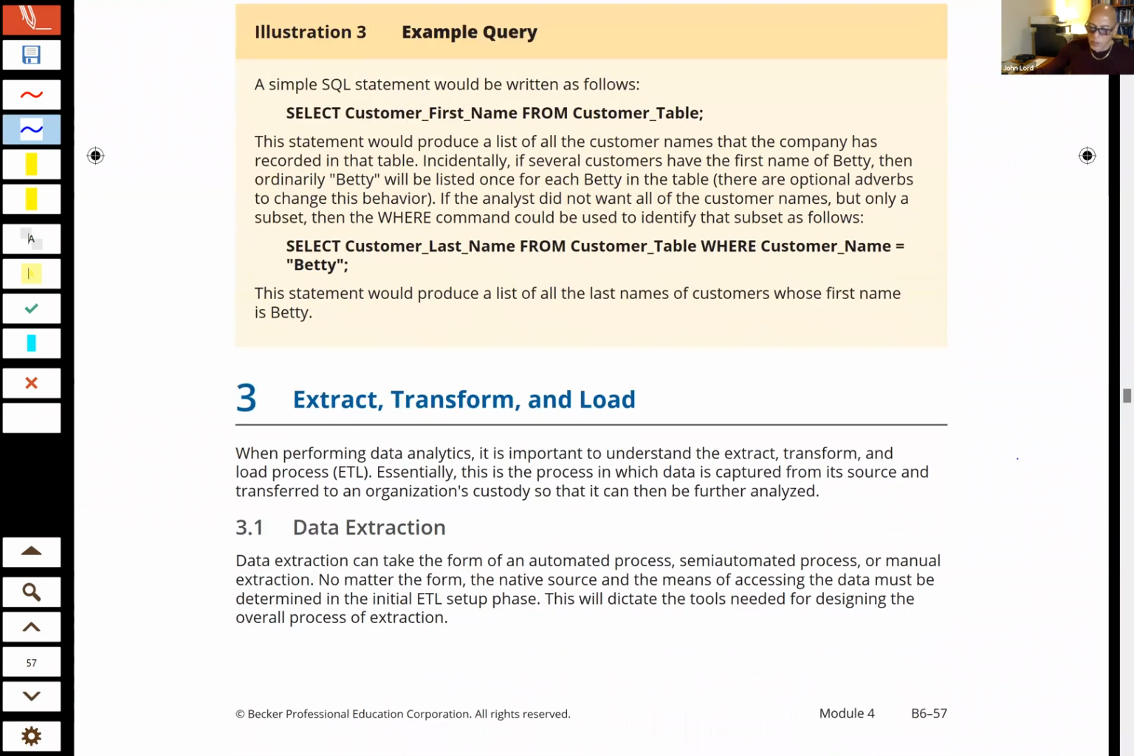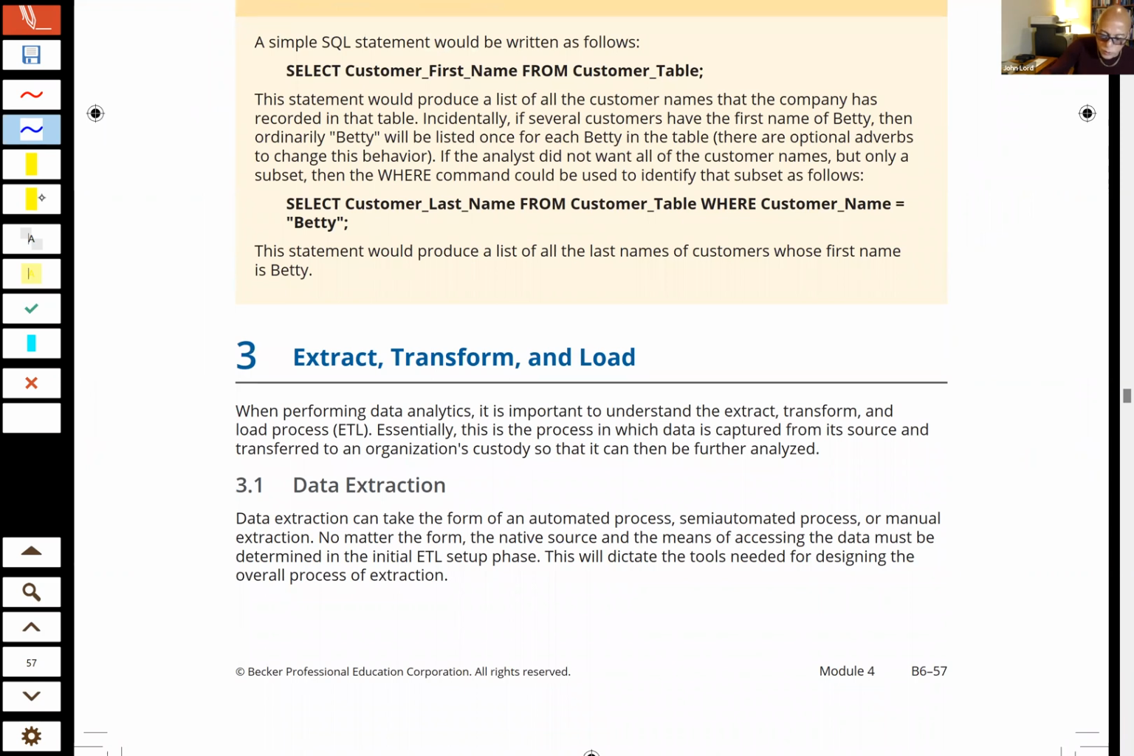Okay, good. Now, we're going to go through the different processes here. We're going to extract, transform, and load, which is essentially the process in which the data is captured from its sources and transferred to the organization so that it can be further analyzed. They call that ETL, so go ahead and flashcard what we mean by ETL. And let's talk about some of these things. Let's start with data extraction. It can take the form of an automated process, manual extraction, etc.